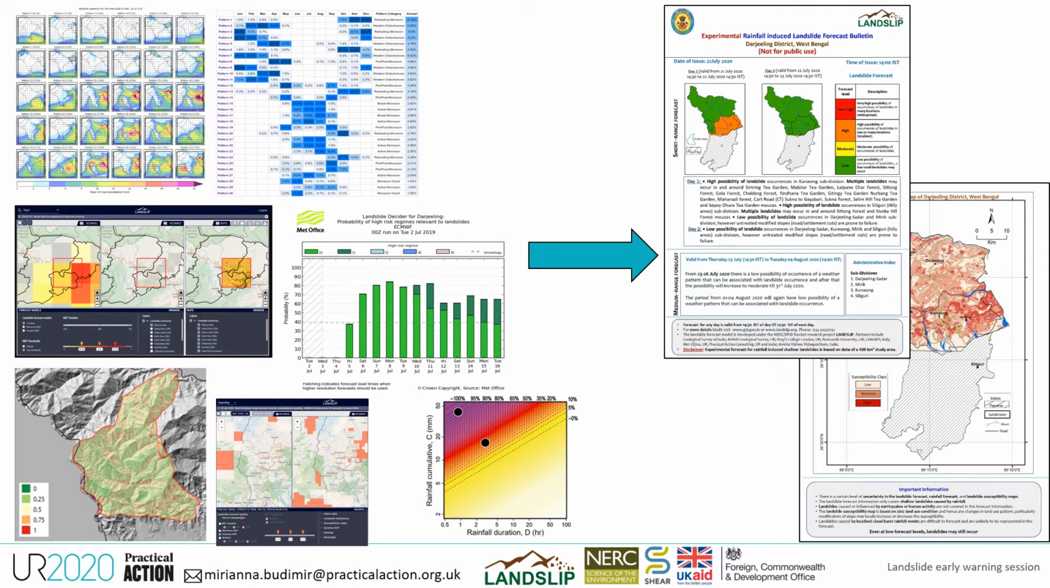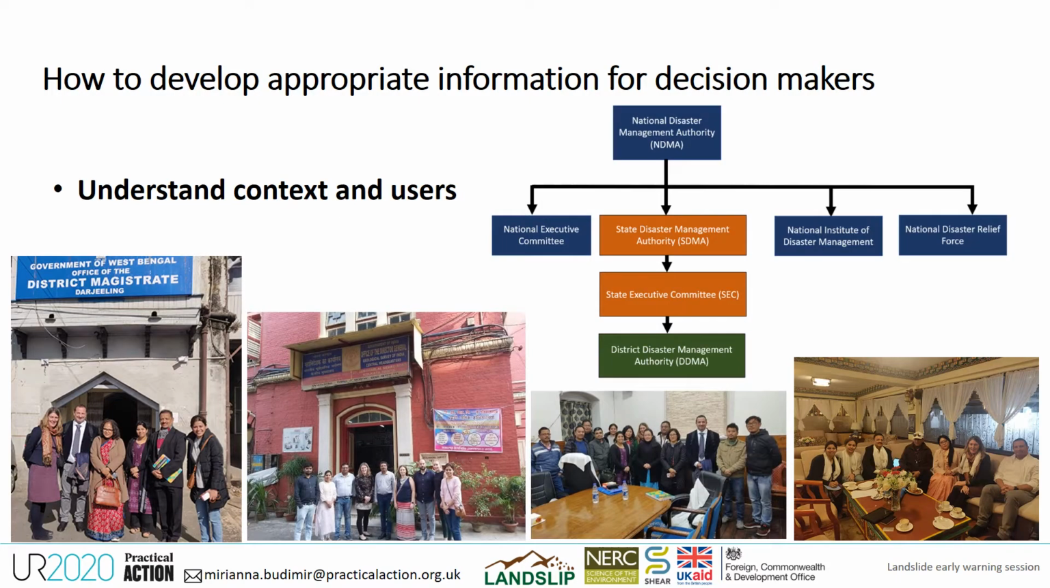This session will be focusing on how you go from complex physical science forecast information and data to appropriate, useful and usable information for decision makers, using the case study example of what we learned in the LANDSLIP project developing landslide forecast bulletins. So how do you do it? What are the processes to follow to develop good decision-making products?